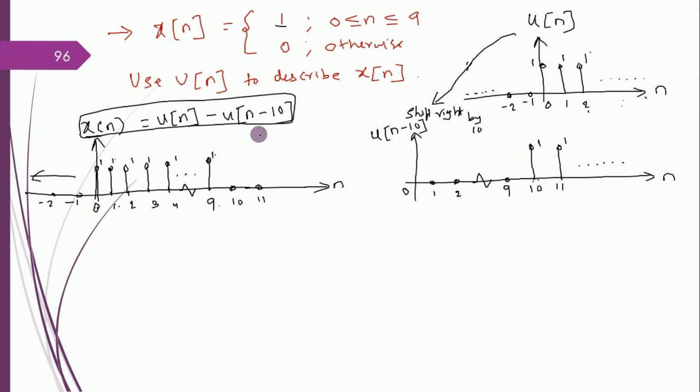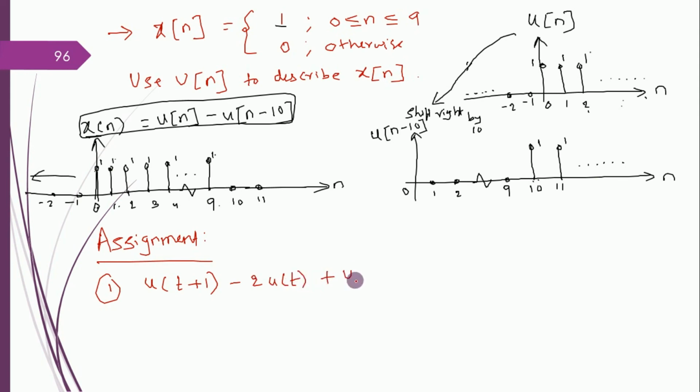Let me give you an assignment before I conclude this class. u of t plus 1 minus 2 times u of t plus u of t minus 1 is equal to x of t. I want you to generate x of t.